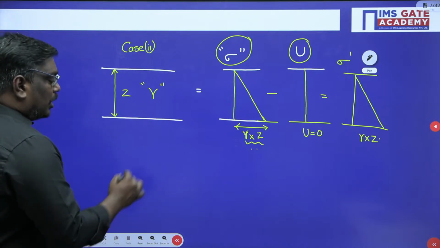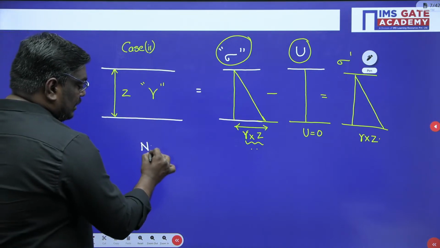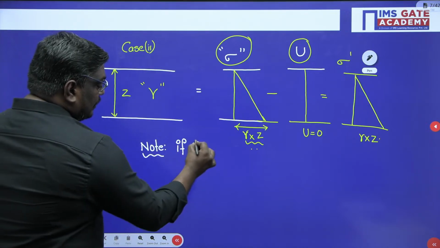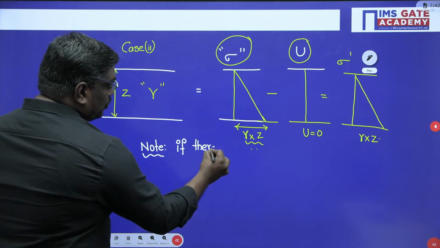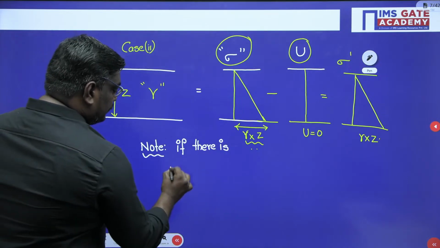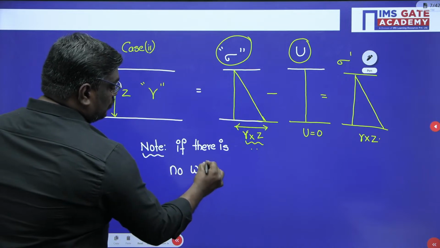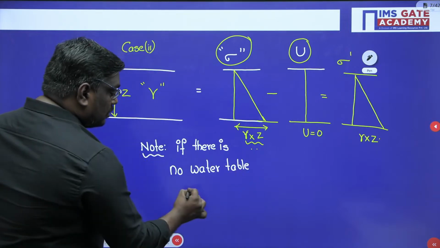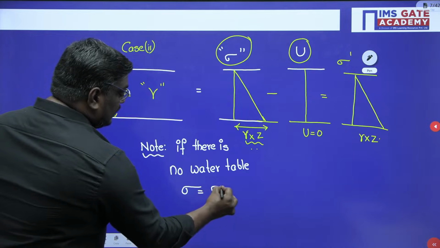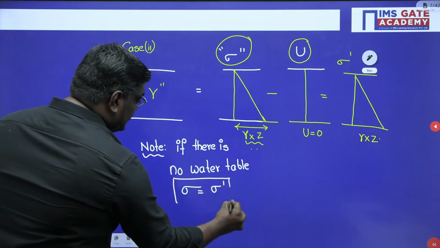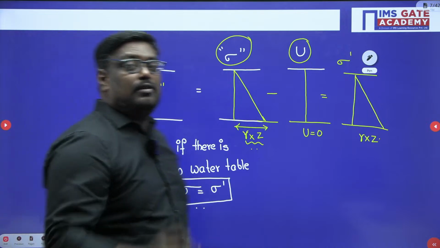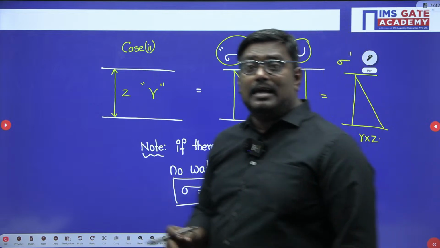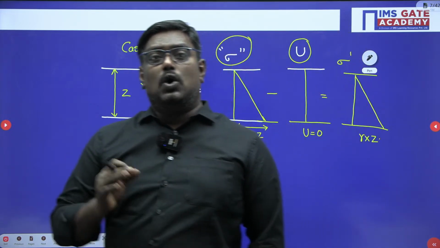So from this case, you can write a note here. You can write that if there is no water table, total stress will be equal to effective stress. So my dear students, effective stress comes into picture whenever there is a water table only. If there is no water table, you can say that the effective stress and total stress are the same, okay?